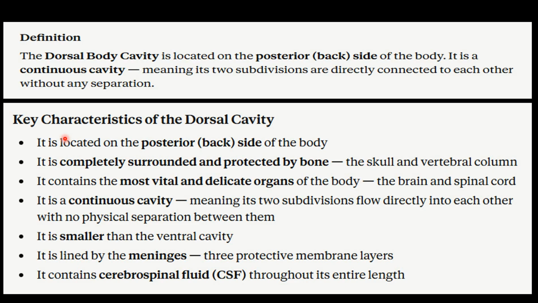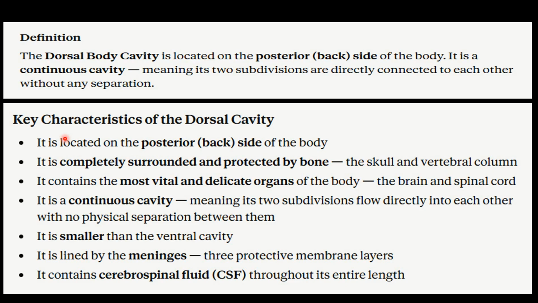Because this is an important interview question also. Sometimes they will ask you, what is the cavity which is a continuous cavity? So you have to answer that it's the dorsal body cavity, which is located on the posterior, back side of the body, and it is a continuous cavity because its subdivisions are directly connected to each other without any kind of separation. Clear? So I think definition-wise we are good.